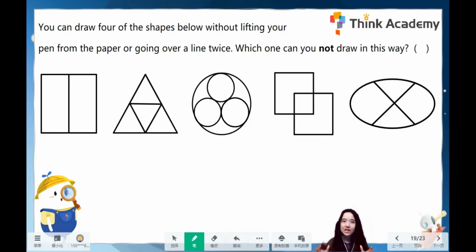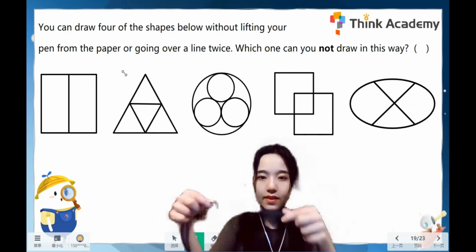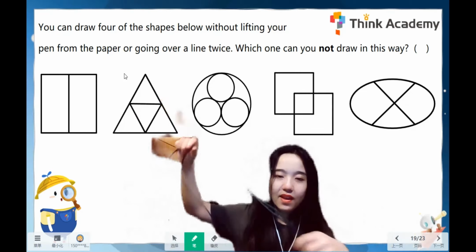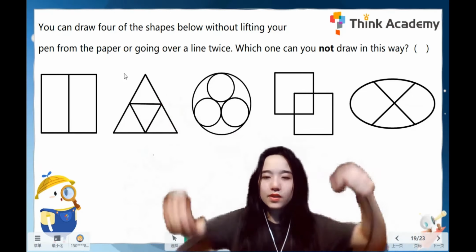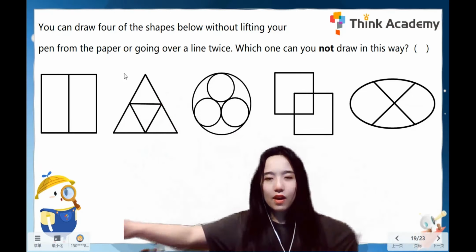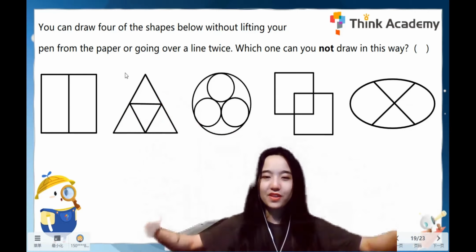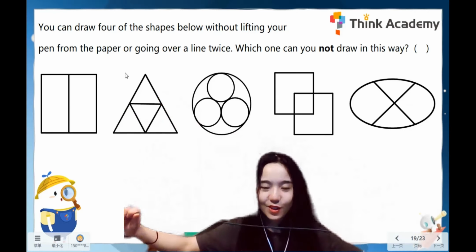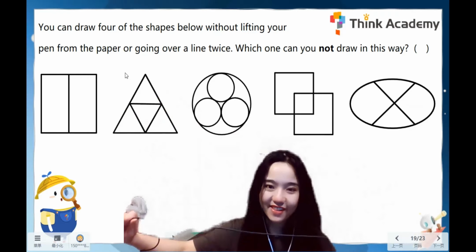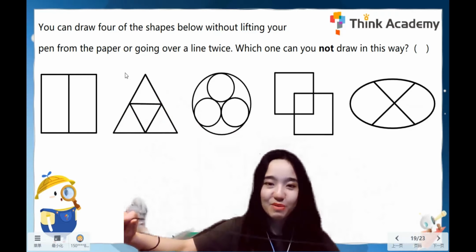All 2D shapes are made up of 1D shapes, which are lines. Now I prepared a line. You can also get a line by yourself. Hope you can see this properly. Yeah, this is a line in my hand. As long as it is one single line, after I straighten it and stretch it, can you draw that in one stroke? Of course, you are able to make it.